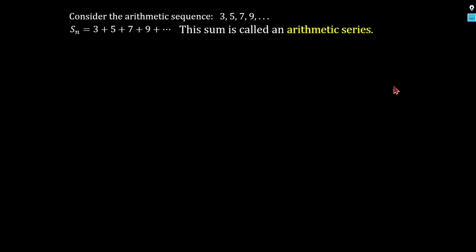Ito, try natin i-derive ngayon yung ating formula for arithmetic series. Now, consider the sequence 3, 5, 7, 9, etc. The series denotation, we can write it as S sub n, sum of the first n terms, is equal to 3 plus 5 plus 7 plus 9. Remember, by definition, ang series is the indicated sum of a certain number of terms. So, S sub n is the sum of the first n terms of the sequence. So, again, that's called an arithmetic series.